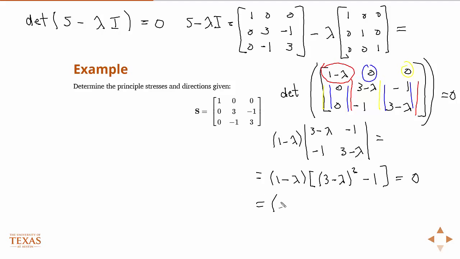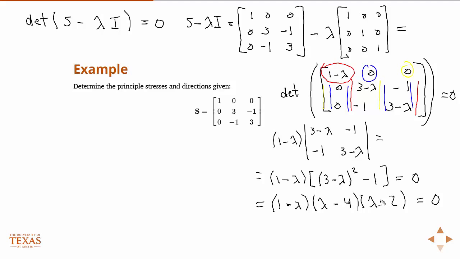And so then we can factor that into (1 minus lambda)(lambda minus 4)(lambda minus 2). That's equal to 0. So what are the eigenvalues? 4, 2, and 1. In that order, right? We typically want to order them.